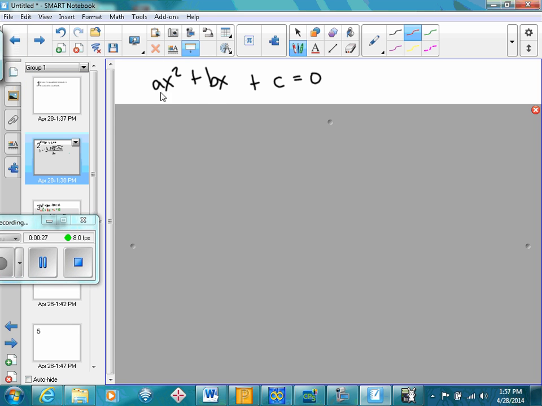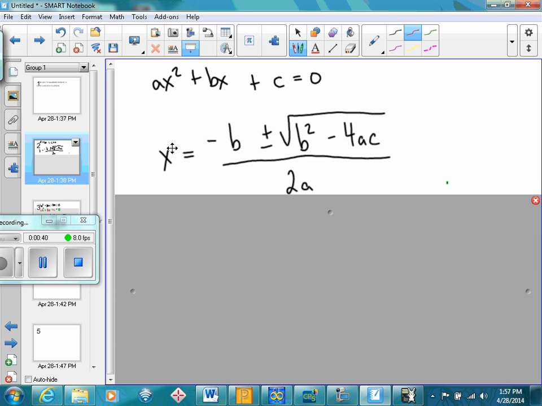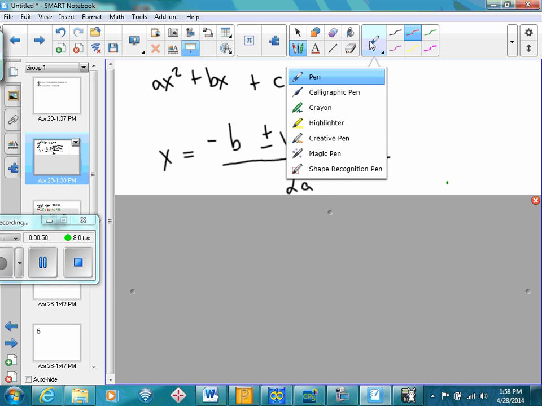Here's a quadratic equation, ax squared plus bx plus c equals 0. If we went through a lot of math that basically we just don't have time to go through just yet, we could isolate this x all by itself. And we could say x equals negative b plus or minus the square root of b squared minus 4ac, all of that divided by 2a. This is your quadratic formula right here. Okay.